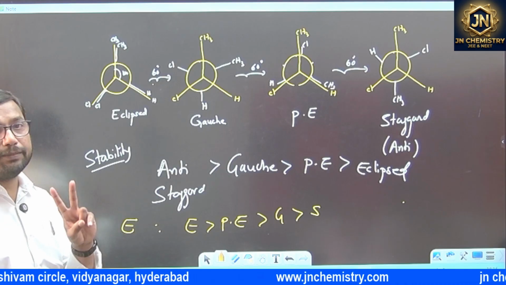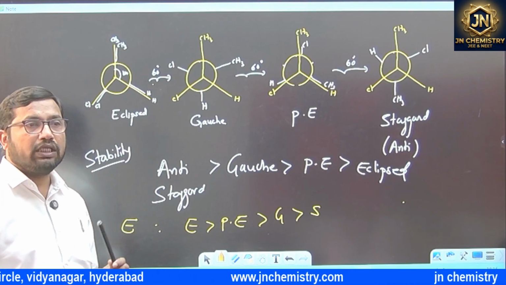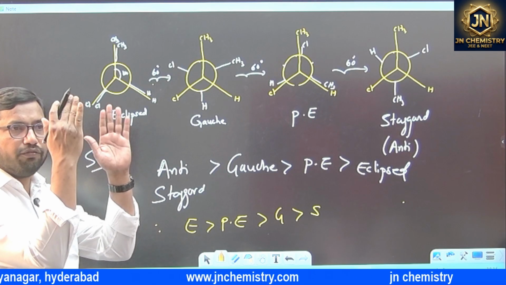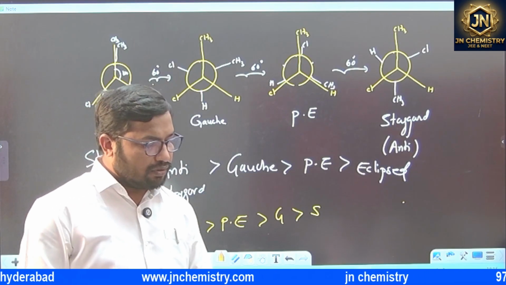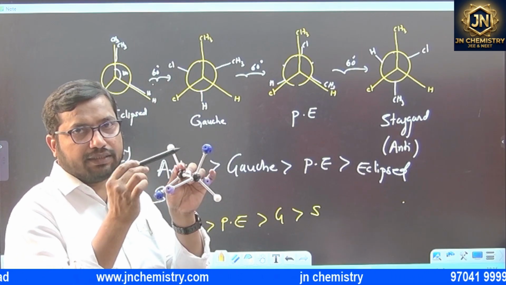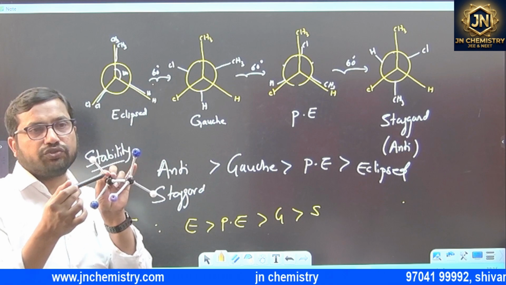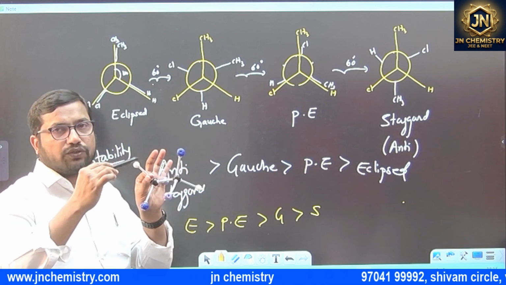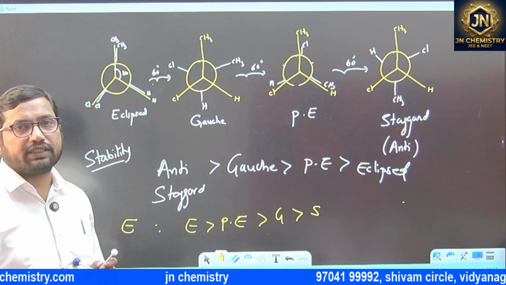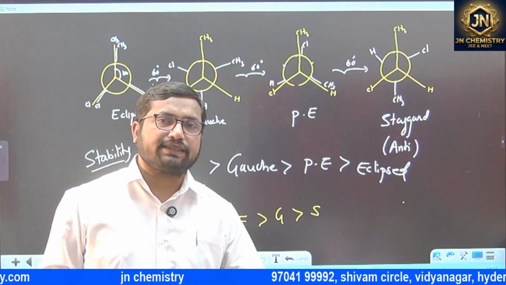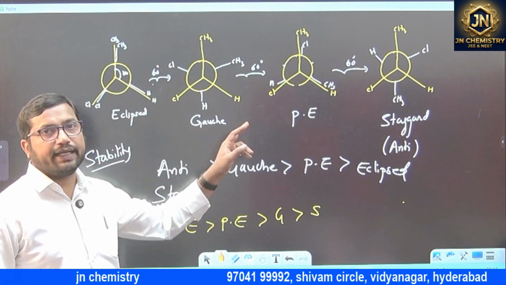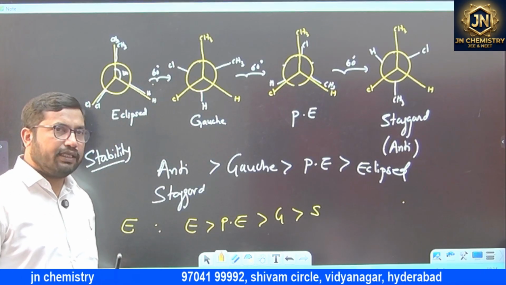I told you two types of strains are there. Which strains? Torsional strain, because of the front bond and back bond, electron repulsions are there. So those are called torsional strains. Because of these groups, we could say van der Waals strain or steric strain. The exceptional case is if hydrogen bonding is possible. Gauche is more stable than staggered.